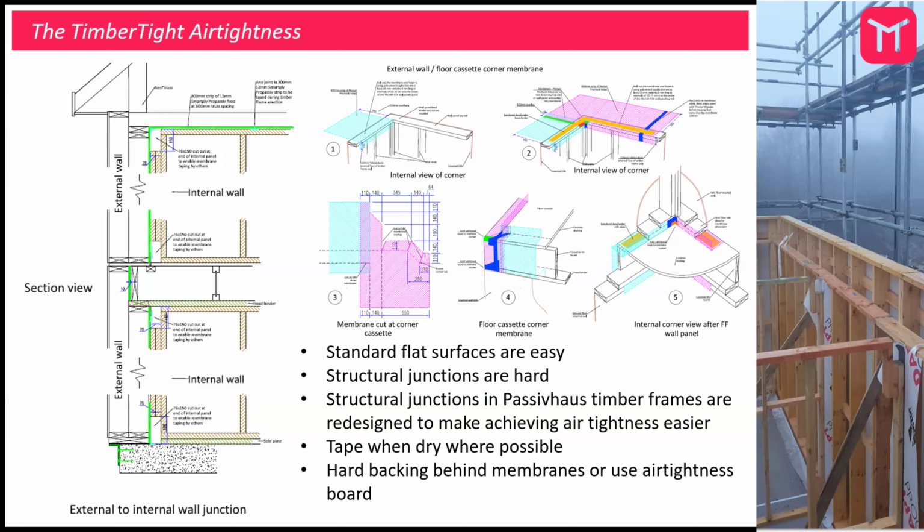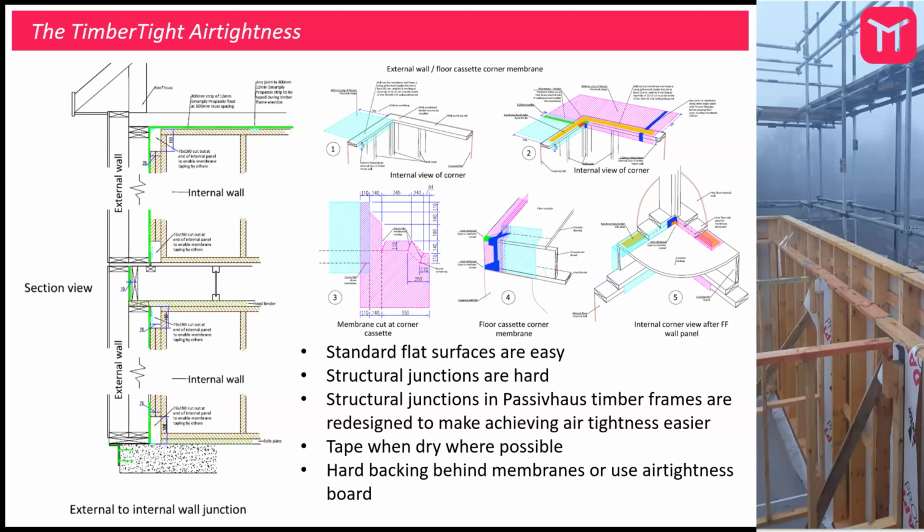So in terms of air tightness, flat surfaces internally are straightforward, easy. Where we find complexity in air tightness is at structural junctions. So we've actually started to redesign junctions between internal walls and external walls around floor zones, so that we can achieve the incredibly tight requirements on Passivhaus. And these are some of our details.